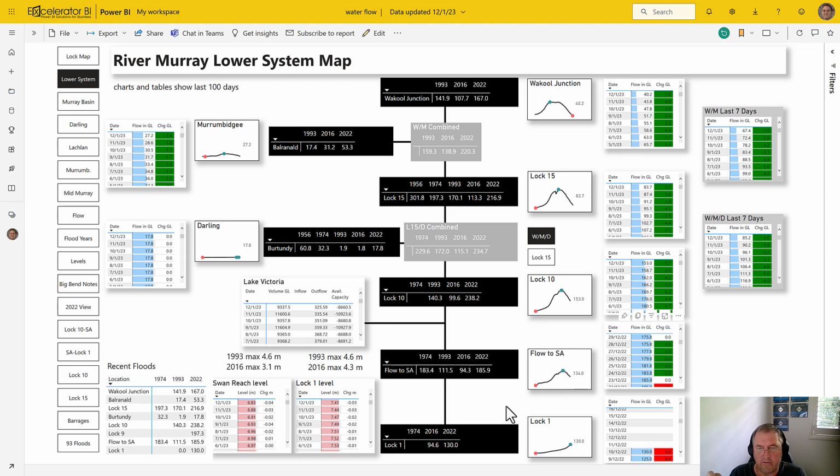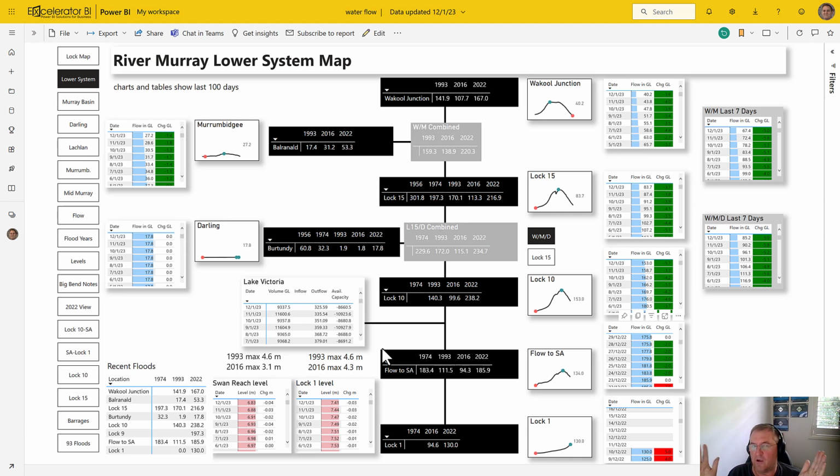There's a couple of questions in the comments on YouTube, and someone said, where did the rest of the water go? Because we had 238 gigalitres a day coming through lock 10, and it's peaked at 186 at the flow to SA. And we know that the water hasn't gone into Lake Victoria. This chart's not working, but we know the water hasn't gone into Lake Victoria.